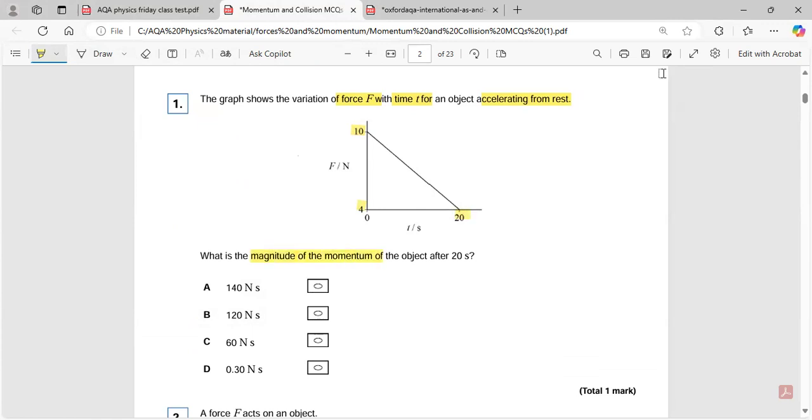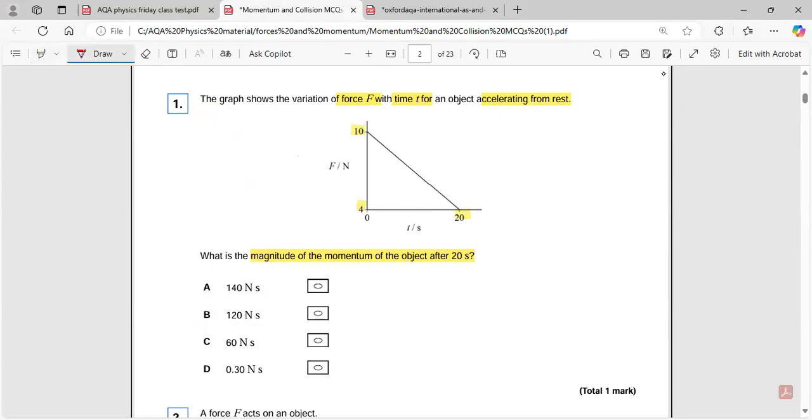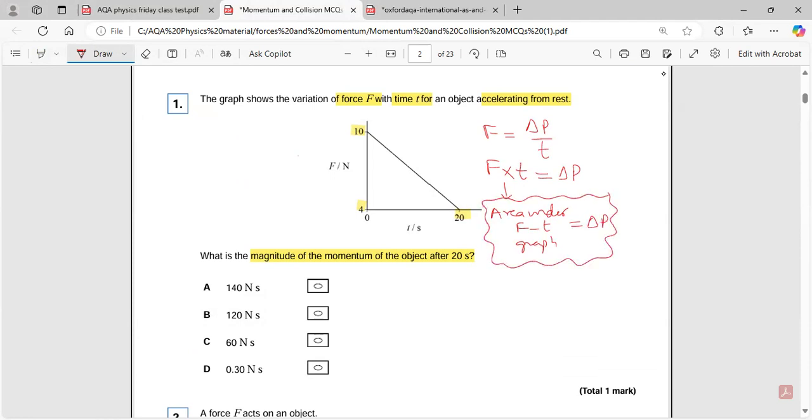So what are they asking? What is the magnitude of momentum after 20 seconds? We know this is a force-time graph. So we have a relation: force is equal to change in momentum over time. And if you do force into time, that will be change in momentum. This shows that the area under the force-time graph gives you the change in momentum. So this is our equation that we have to use. It means we have to find this area. So let's find this area.